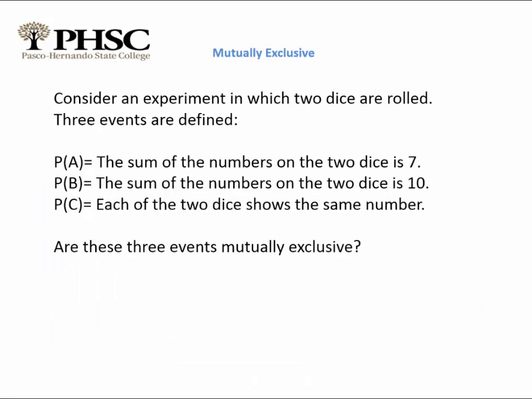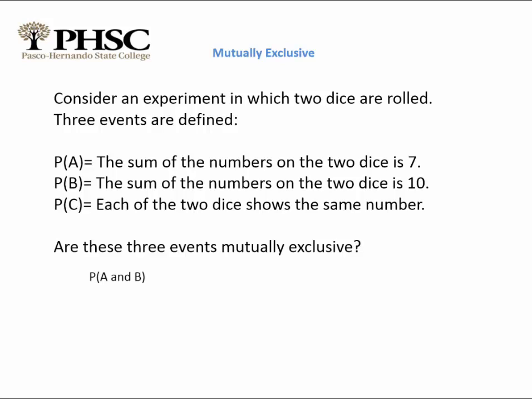Here's another one. Consider an experiment in which two dice are rolled. The three events are defined as follows. A: the sum of the numbers on the two dice is 7. B: the sum of the numbers on the two dice is 10. And C: each of the two dice shows the same number. So are these three events mutually exclusive?